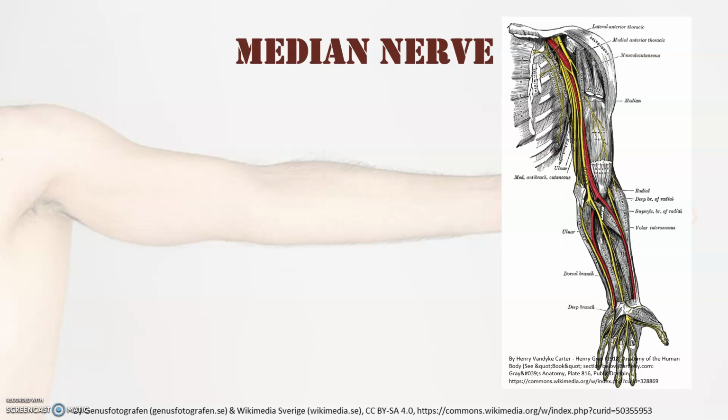Just proximal to the wrist, it emerges from between flexor carpi radialis and flexor digitorum superficialis, and then runs deep to the flexor retinaculum, so within the carpal tunnel, to supply the muscles of the thenar eminence and the muscles of the radial two lumbricals.